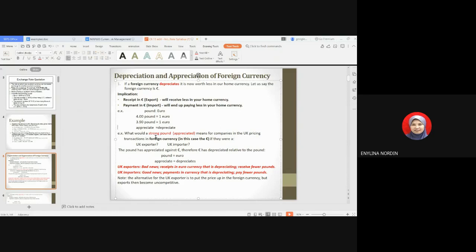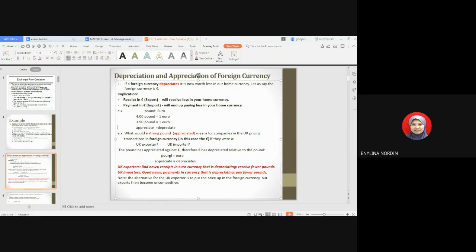Okay, what would a strong pound, appreciated, mean for companies in the UK pricing transactions in foreign currency? So let's say the foreign currency is euro here. Okay, if they were a UK exporter and if they were a UK importer. So let's say the pound currency, right, is strong. That means it is appreciated, right? So I show you here the pound has appreciated against the euro. So therefore the euro has depreciated relative to the pound.